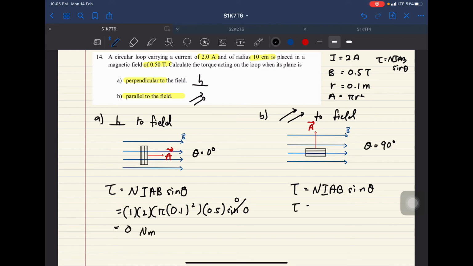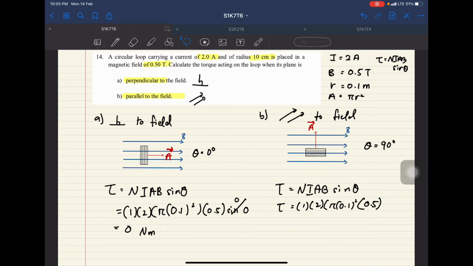For this one, torque equals to 1, current equals to 2, area equals to pi r square, and then multiply by magnetic field. This one becomes sine 90 degrees. Okay, just have to drag this one a little bit to the left. You know that sine 90 is equals to 1. As a result, if you calculate, you should get 0.031. The unit will be Newton meter.